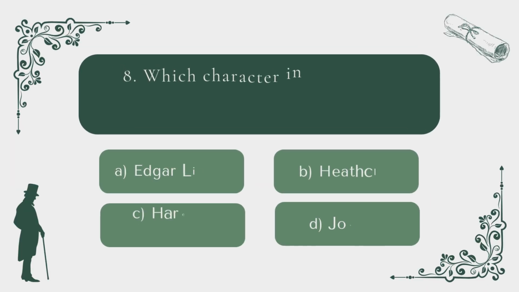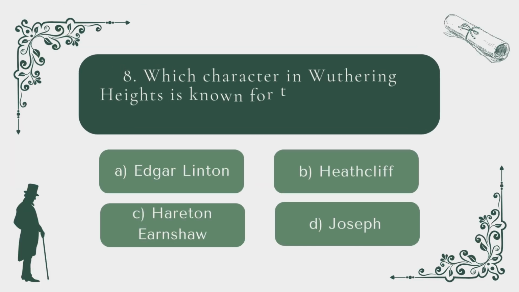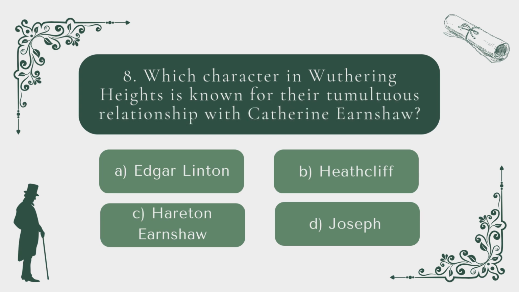Question 8. Which character in Wuthering Heights is known for their tumultuous relationship with Catherine Earnshaw? A. Edgar Linton. B. Heathcliff. C. Hareton Earnshaw. D. Joseph.